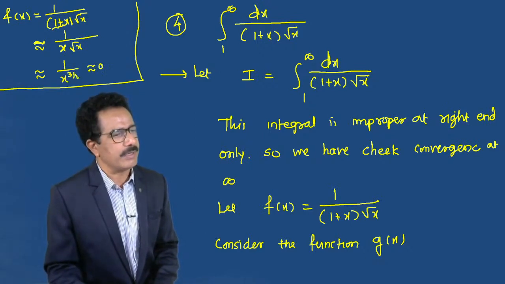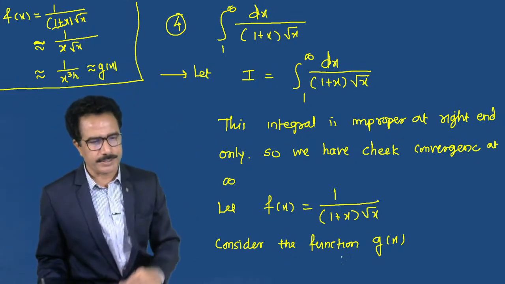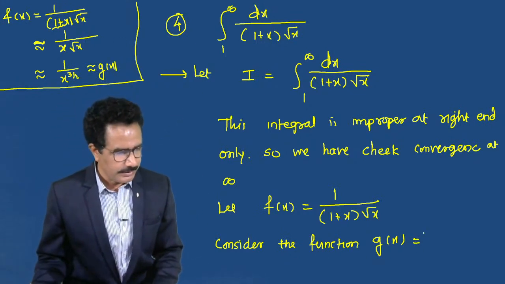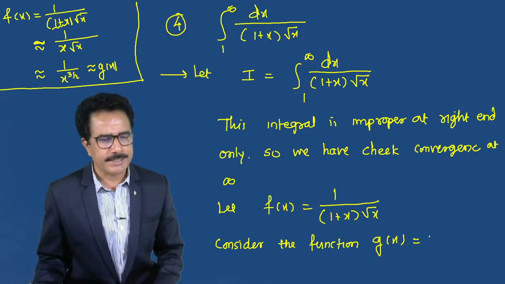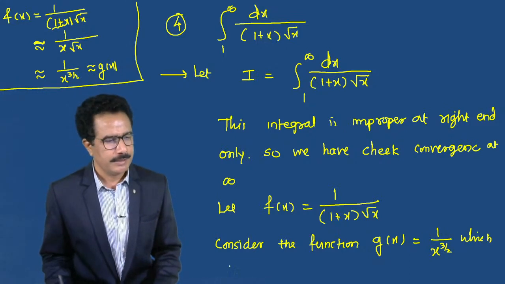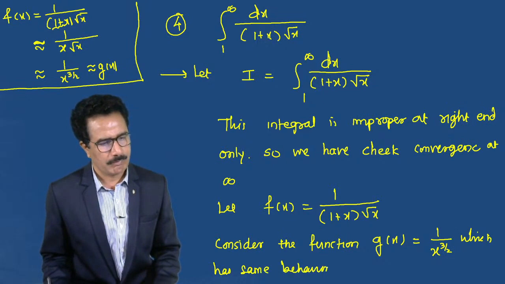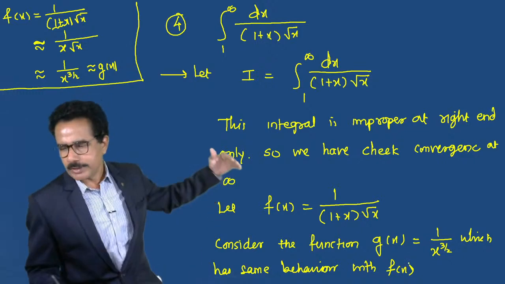Consider this equals g of x, which is approximately equal to f of x. So we consider g of x equals x raised to 1 upon x raised to 3 by 2, which has the same behavior with f of x. Now we have to calculate the limit.